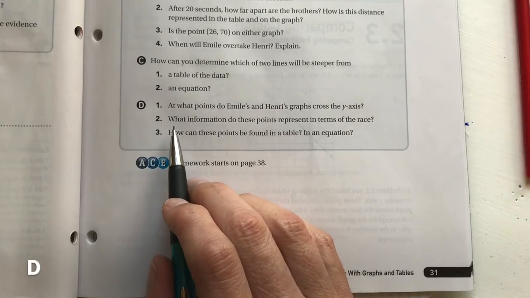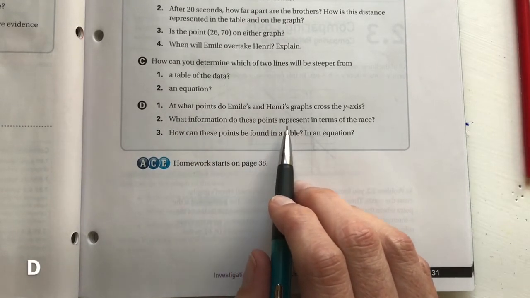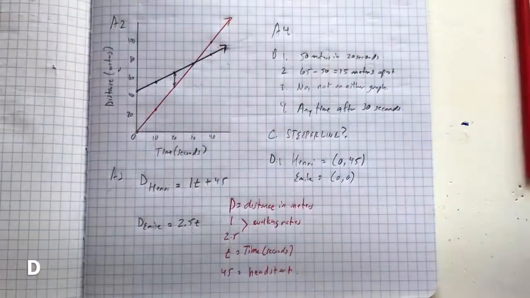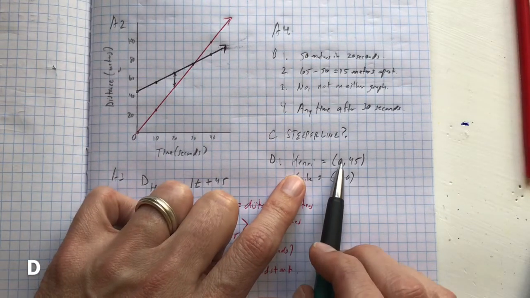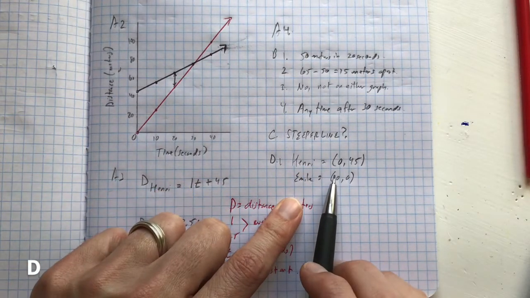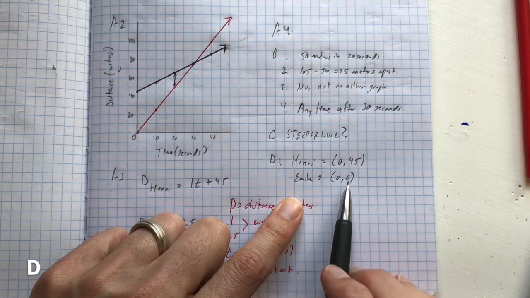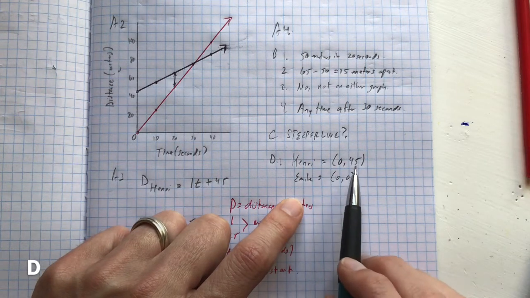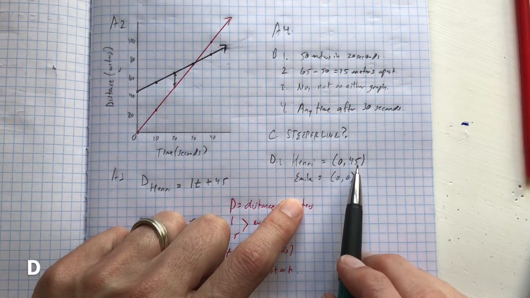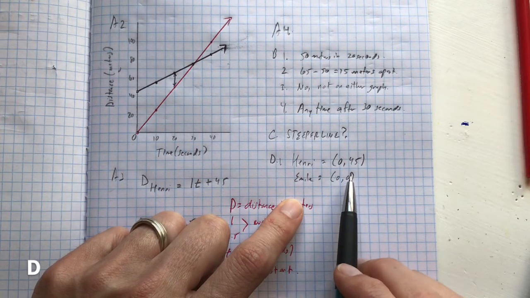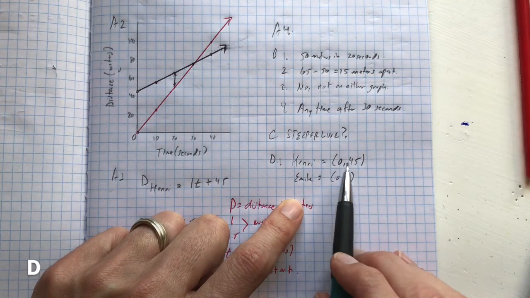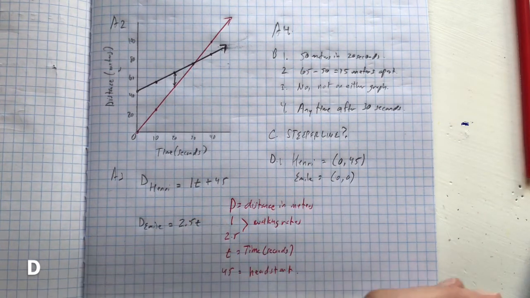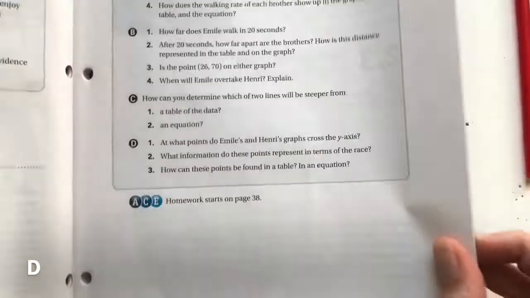Number 2 says, what information do these points represent in terms of the race? What does this mean in terms of the race? Well, we look at this before any time had gone by. There was a definite head start, if you recall from yesterday's lesson, that Emile gave Henri, that 45 meter head start. So you can see that's where that piece comes in. That's what that 0, 45 means for his. And Emile had 0 head start, so that's why that shows up that way.